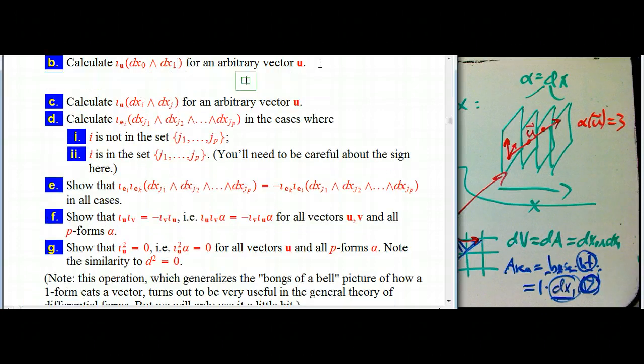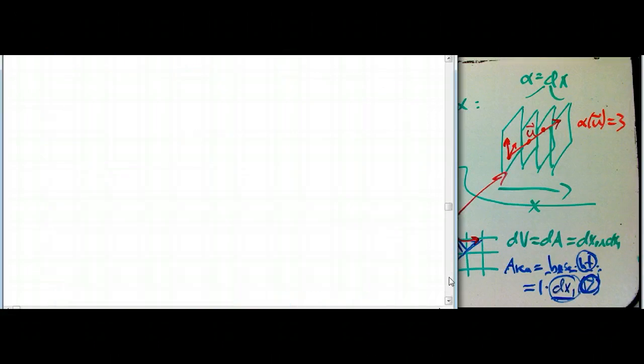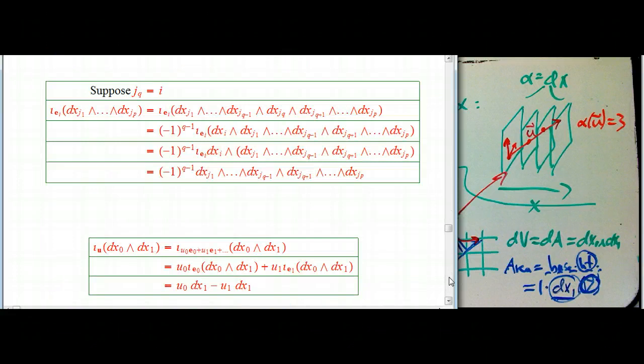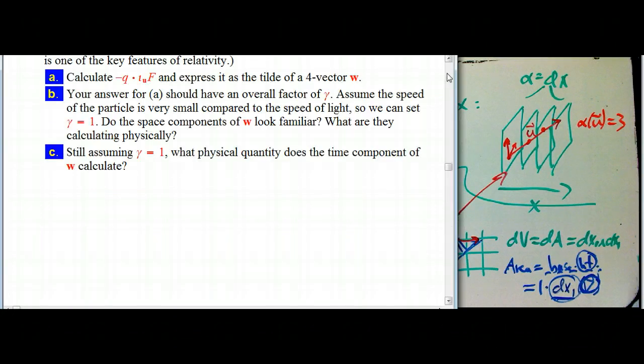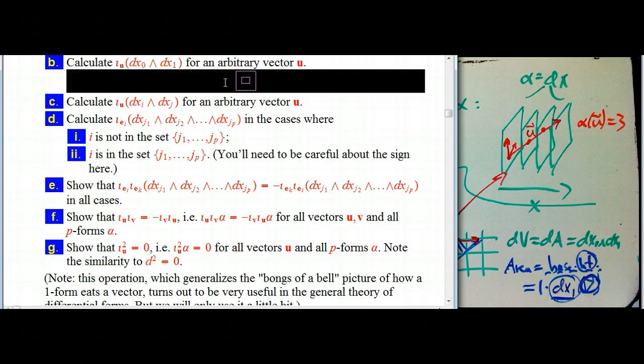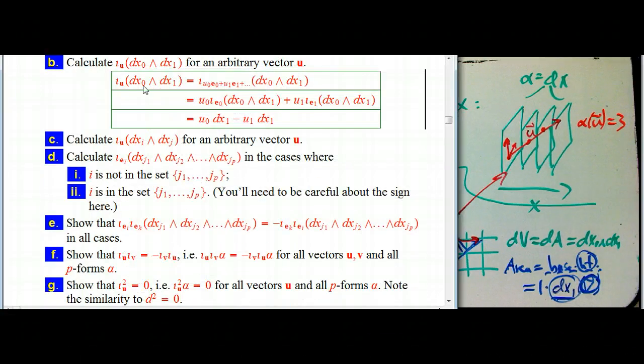Okay, so let's look at this one. I'm going to steal it from down below, right here, and then just talk about it. I won't do it live. So u is going to be a combination of u0 e0 plus u1 e1, if our indices happen to start with 0, which they do in space-time. And I'm going to act that on dx0 wedge dx1.